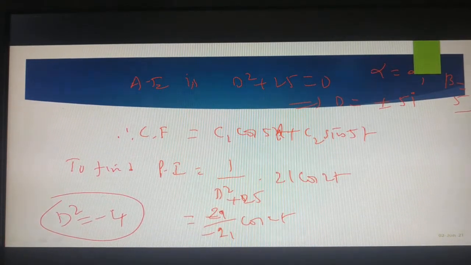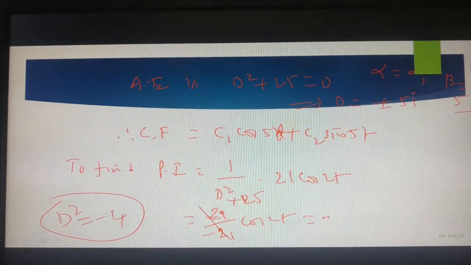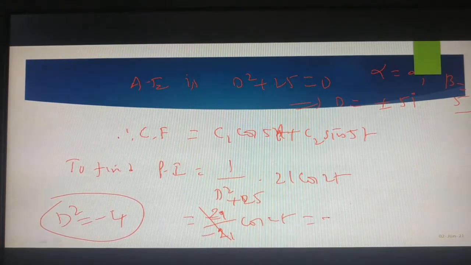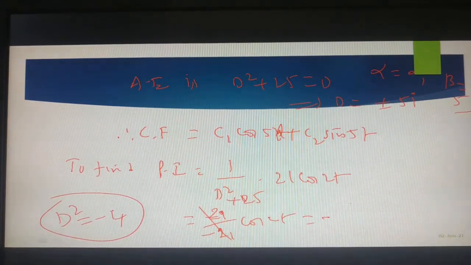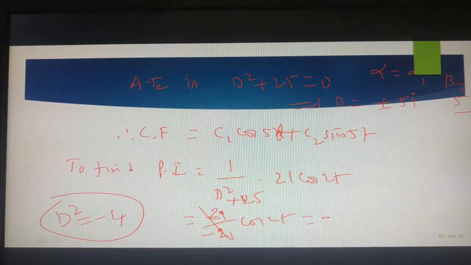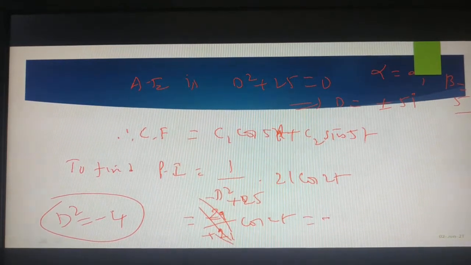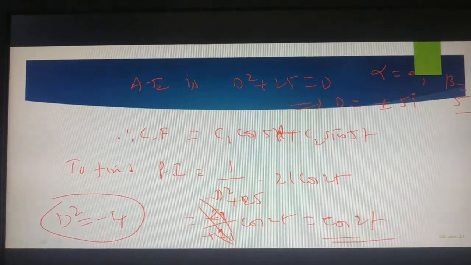So if I do that, what will the answer be? Minus 4 plus 25, that will be plus 21. The 21 gets cancelled, then we get cos 2t. Okay, minus 4 plus 25, that is 21, right? Good. So cos 2t we got. That is your particular integral.